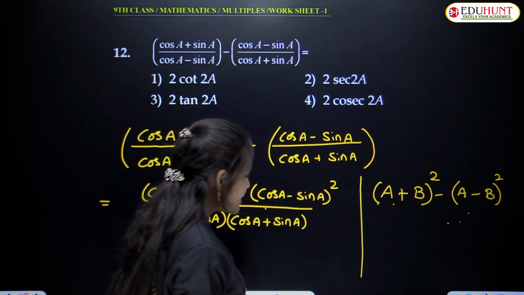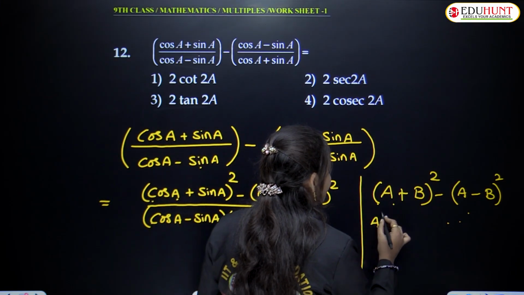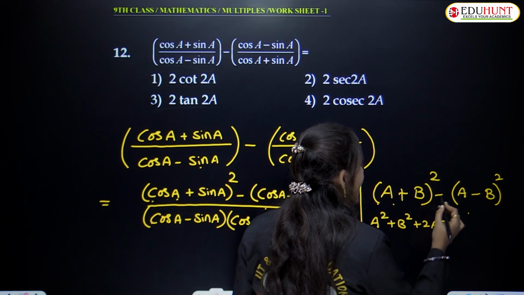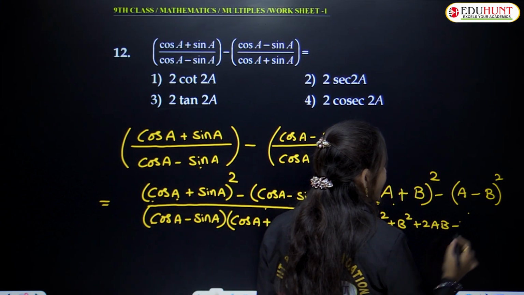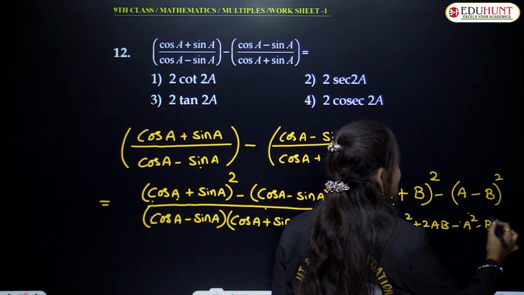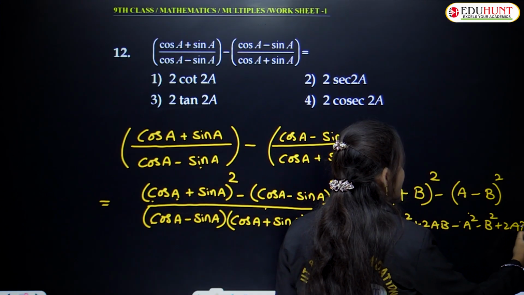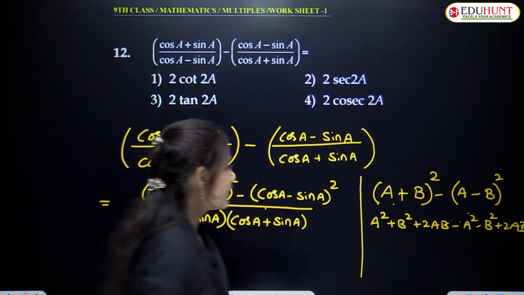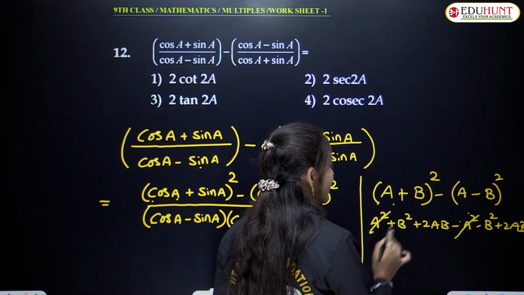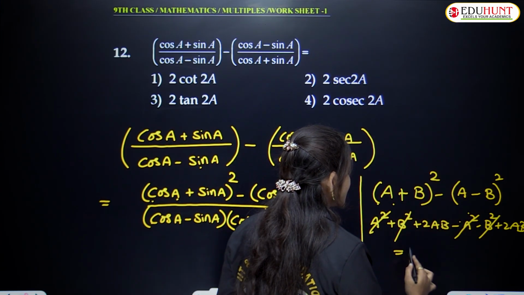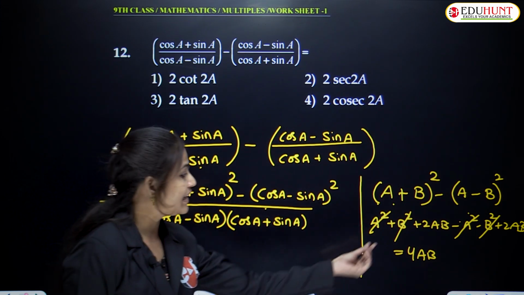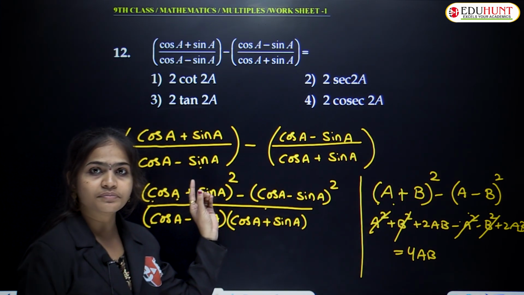Okay. So in this case, A square plus B square plus 2AB. And here minus is there, no? So that's why minus A square minus B square plus 2AB. We know this formula. Okay, so here we will get 4AB. So here A square and B square get cancelled. So finally we will get 4AB only, no? And here at the place of A, what did we take here?